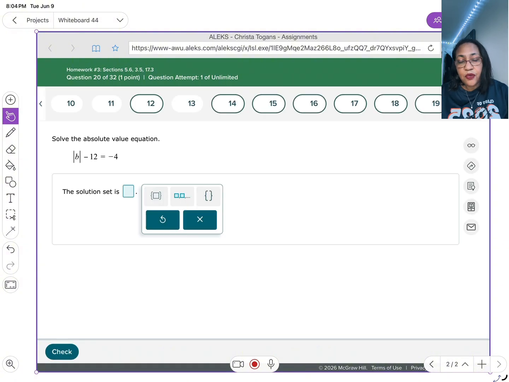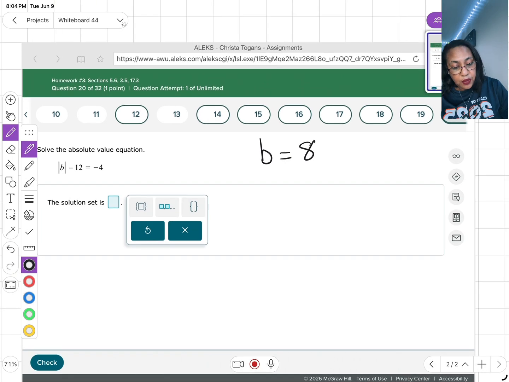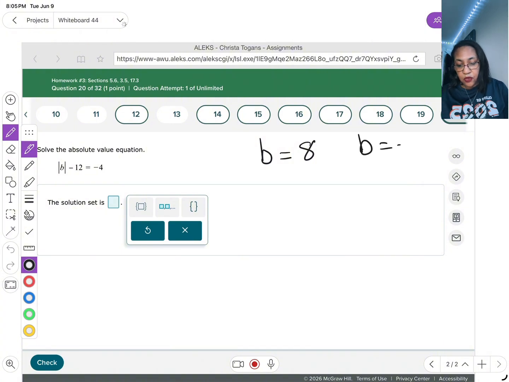Now, for this one, so for number 20, what you have to do is you have to get everything away from the absolute value first. So be careful about that. So I'm going to drop the absolute value, but I'm going to add 12 to both sides, and I'm going to get 8. And then you change it, b equals negative 8. Okay, then you can change it to the negative side.